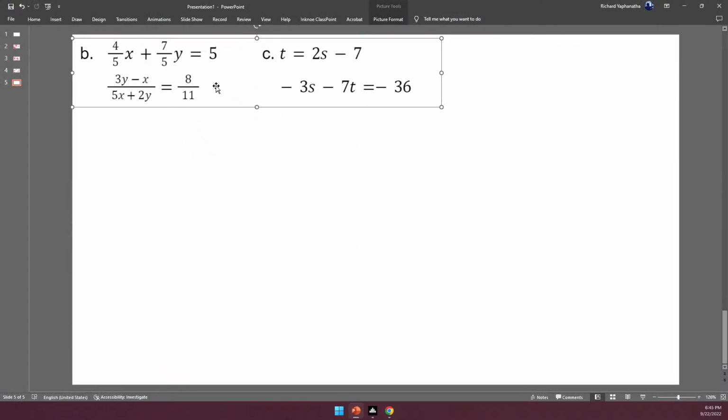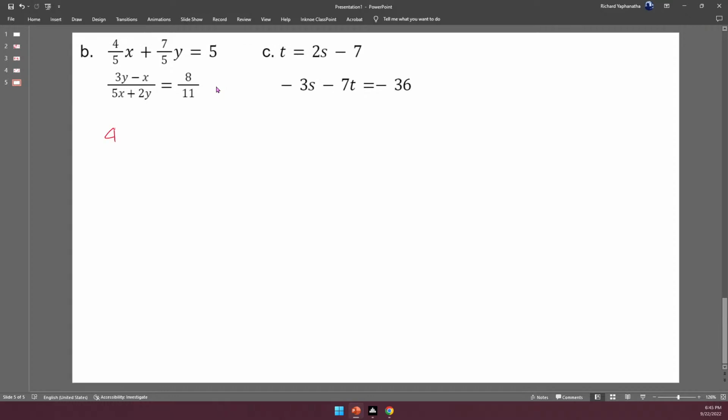Okay, for the B, actually it is the same, but now we have fractions on the bottom and on the top point. So how do we get rid of the fraction to make it easier to solve? To get rid of the 5 here, it means the 5 in the denominator, we can multiply by 5. So it will be 4x here, 7y here, it will be 25y, because here we multiplied by 5, so it cancels the denominator. It is also the same here, 5 multiplied by 5 will be 25.